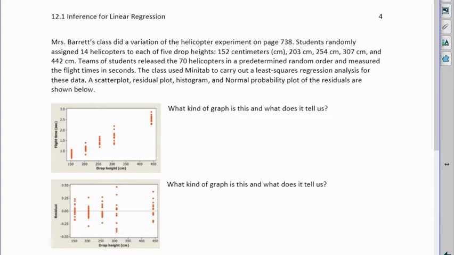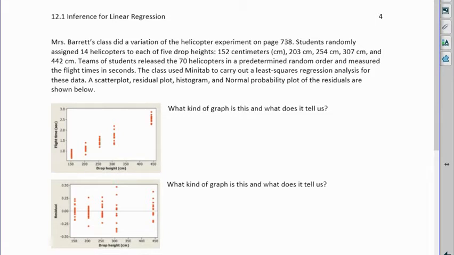The students were assigned 14 helicopters, and they assigned them randomly to these 5 drop heights: 152, 203, 254, 307, and 442 centimeters. Then the teams released these 70 helicopters in this predetermined random order. They measured the flight time in seconds, and then they used Minitab to go through and do their regression analysis of the data.